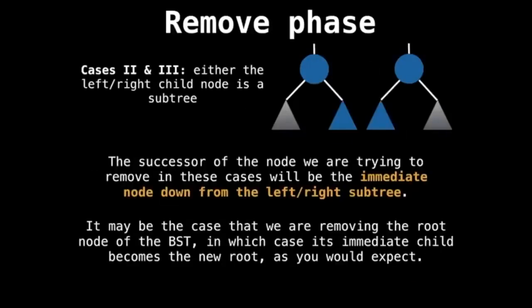Alright, now for cases 2 and 3, where there's only a left or a right subtree, in these cases, the successor node is the immediate child of that left or right subtree. The reason the successor is the immediate node down from the node we're removing is that it is the next node which is either greater than it in the case of a right subtree, or less than it in the case of a left subtree.